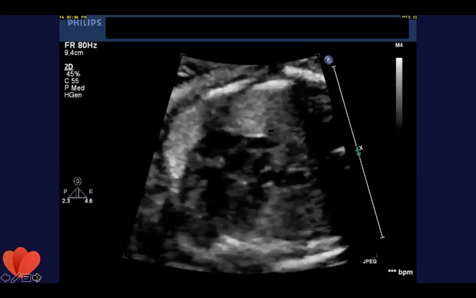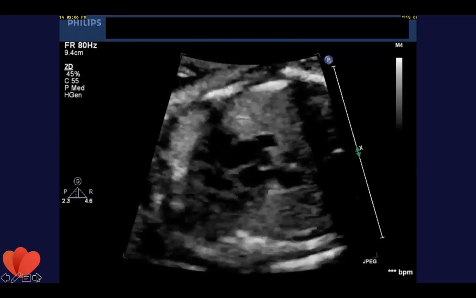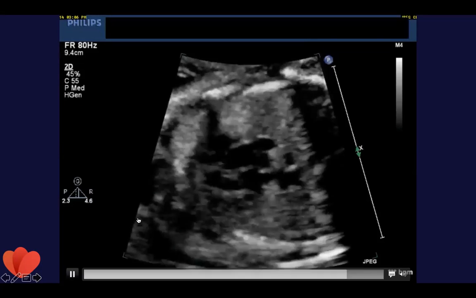And then moving on, now after we've decided that this is tricuspid atresia, we need to figure out the great arteries.